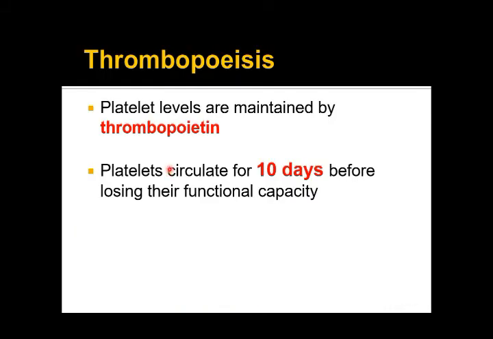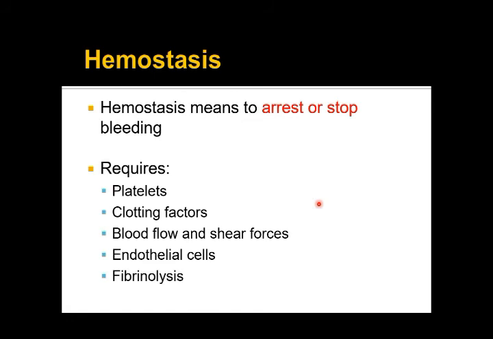So as far as platelets go, remember they're stimulated by thrombopoietin, which is made by the liver, and then platelets are really only good for about 10 days after they fragment off of the megakaryocyte. So we're always making platelets all the time, all day, every day, making platelets and red blood cells and white blood cells. So now let's look at the big topic of this section, hemostasis.